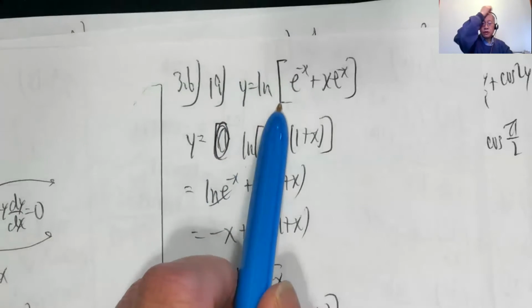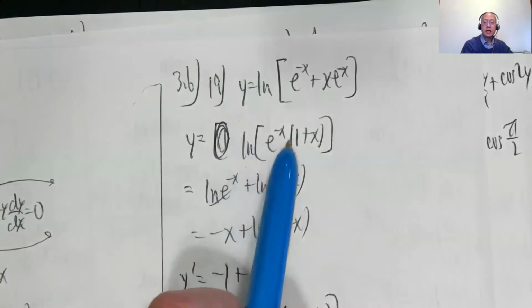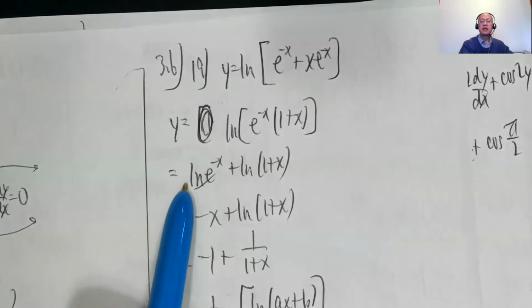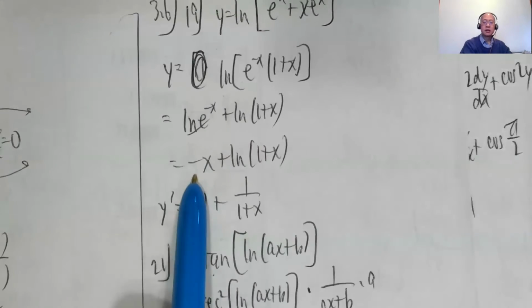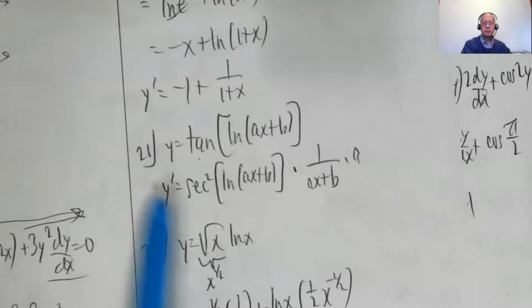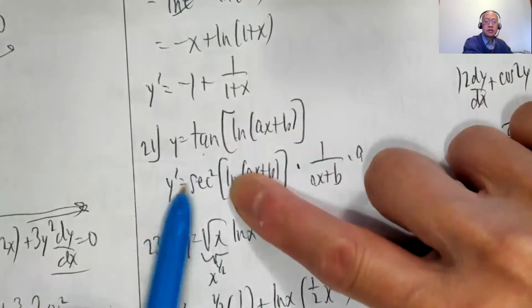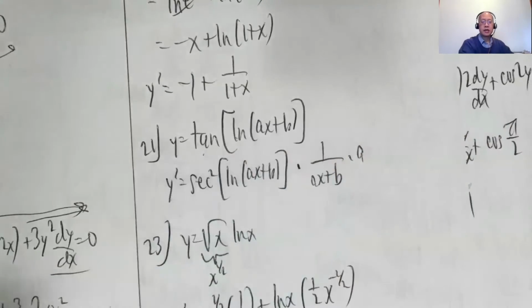3.619, do a little bit of log work first. So this can be written as ln of e to the x times 1 plus x, which is ln e to the x plus ln 1 plus x. That's the same as negative x. So now I differentiate: negative 1 plus 1 over 1 plus x. Okay, y equals tangent of all that. Derivative is secant squared of all that times derivative of this, which is 1 over ax plus b times a.